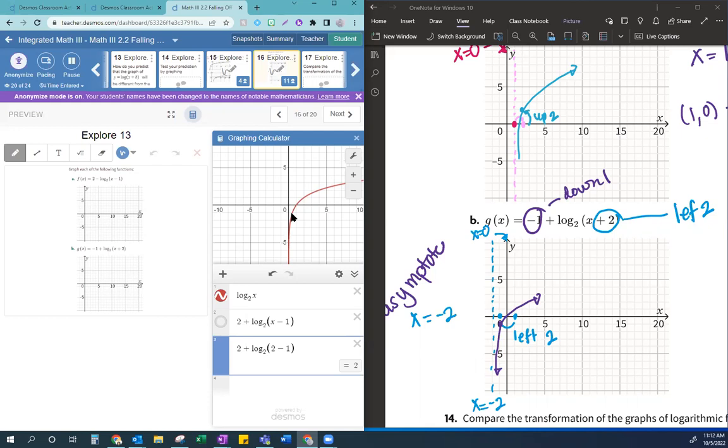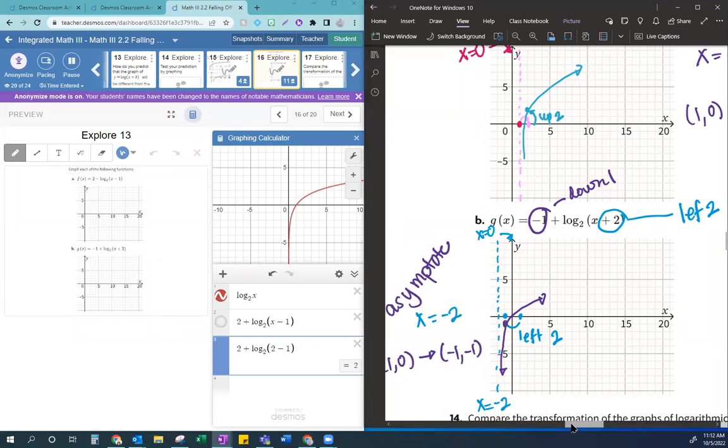And then you would have to tell me where that point moved. So the point went from (1, 0) to (1, 2)? Now again, if I moved left 2, it would be -1. Down 1 would be -1. So (-1, -1). Okay. So these are the 2 pieces of information that I'm going to be looking for on your quiz.